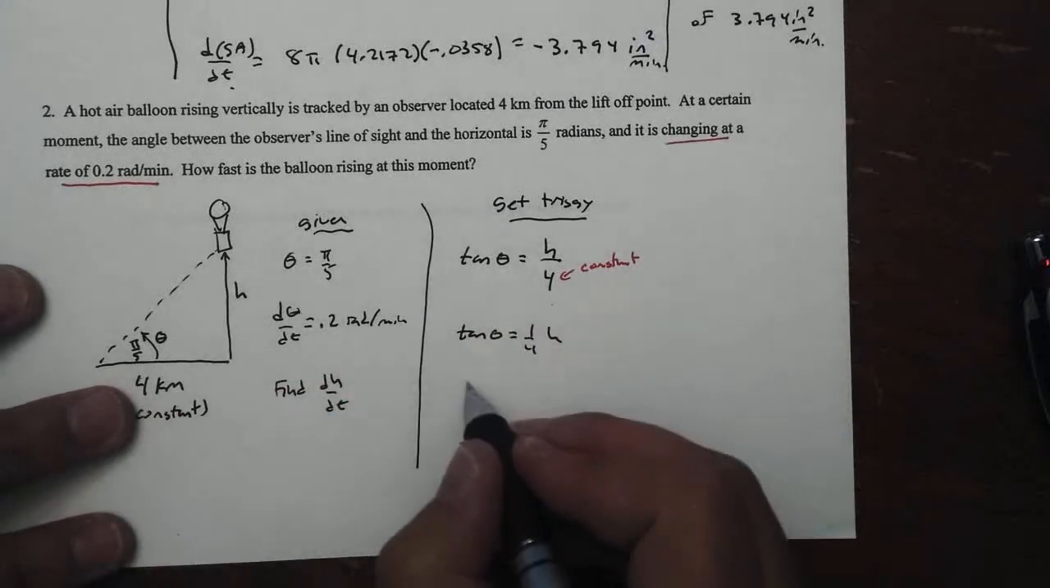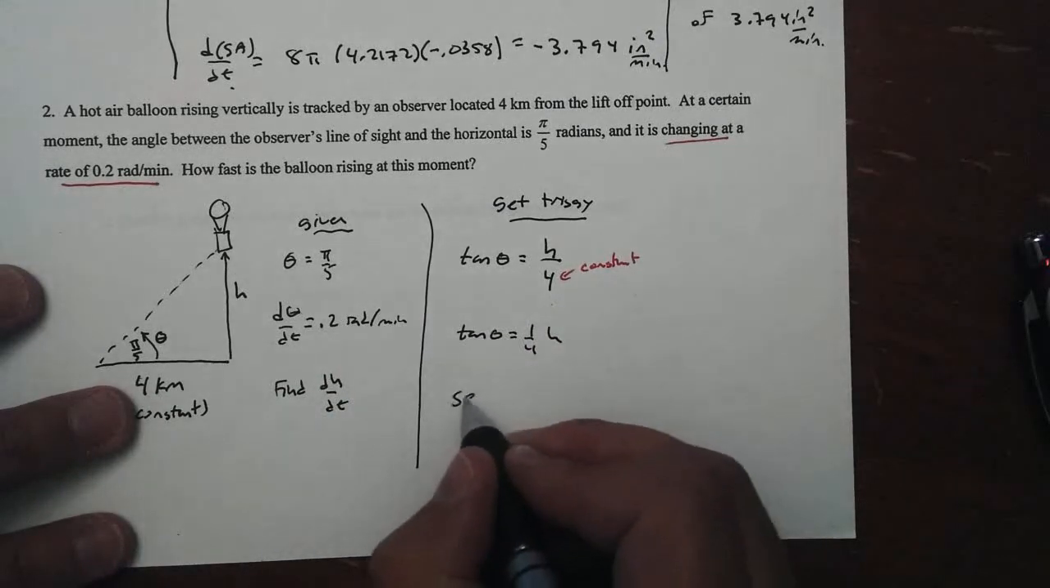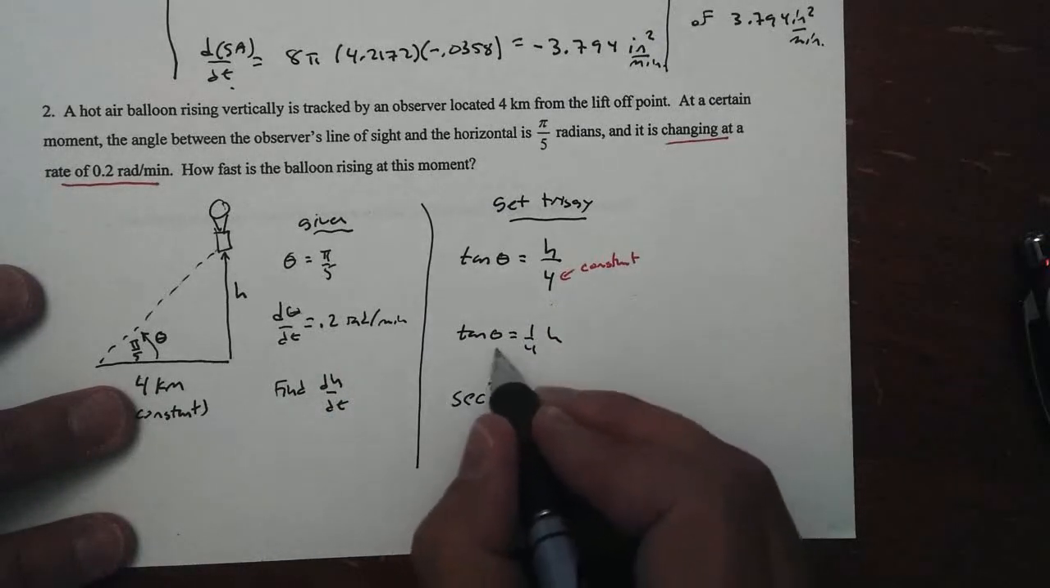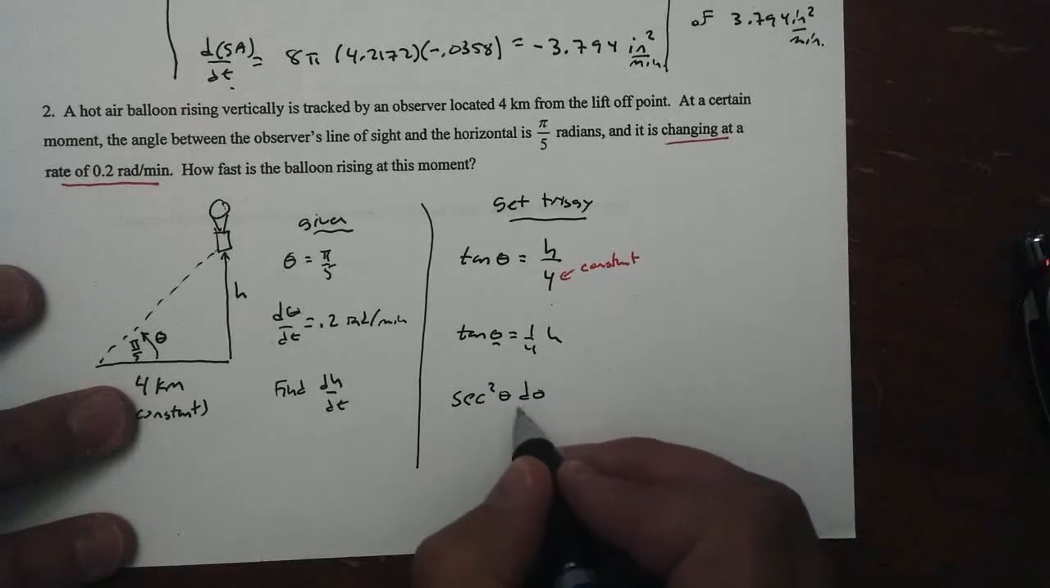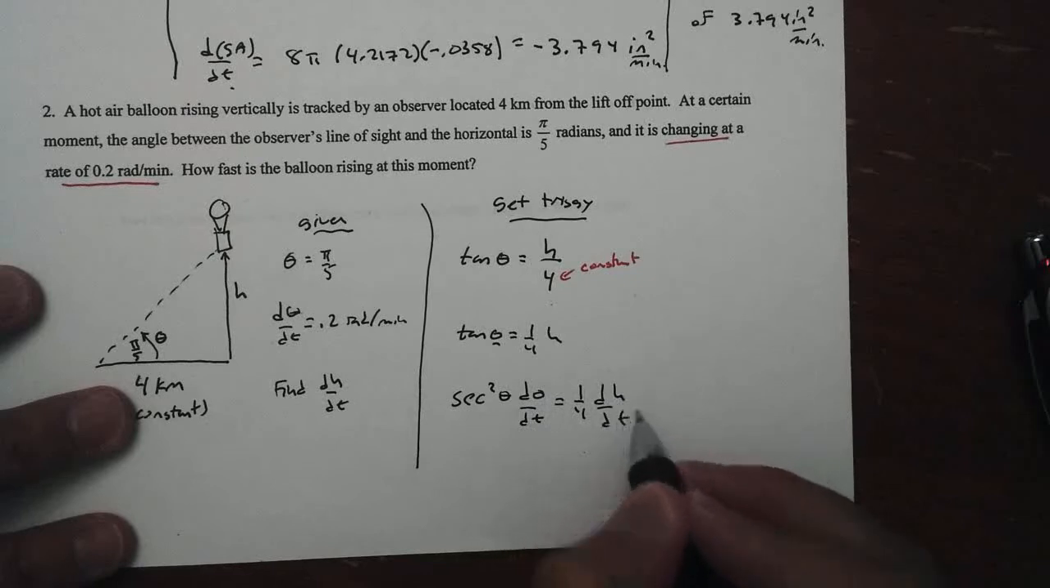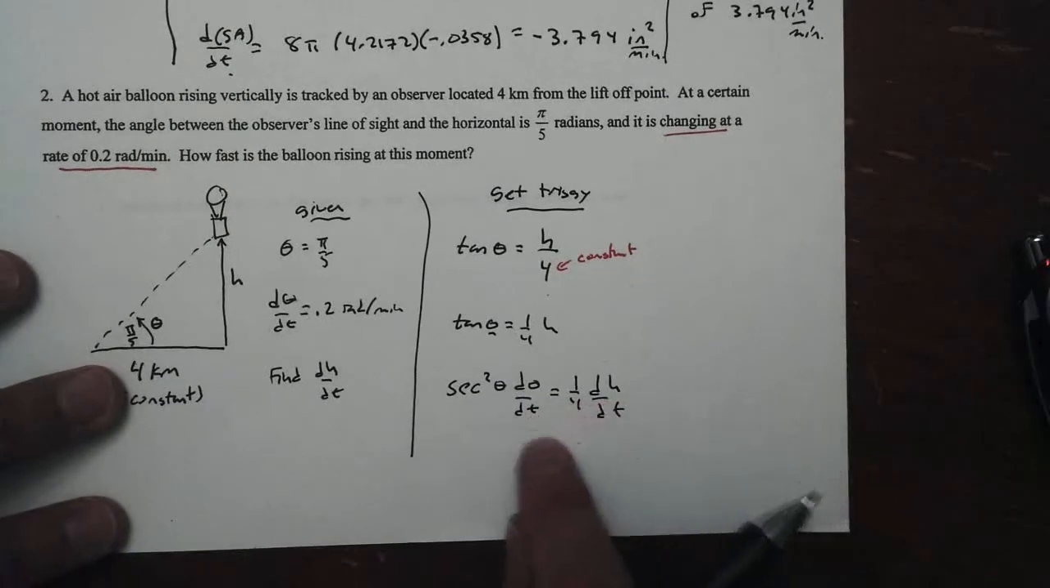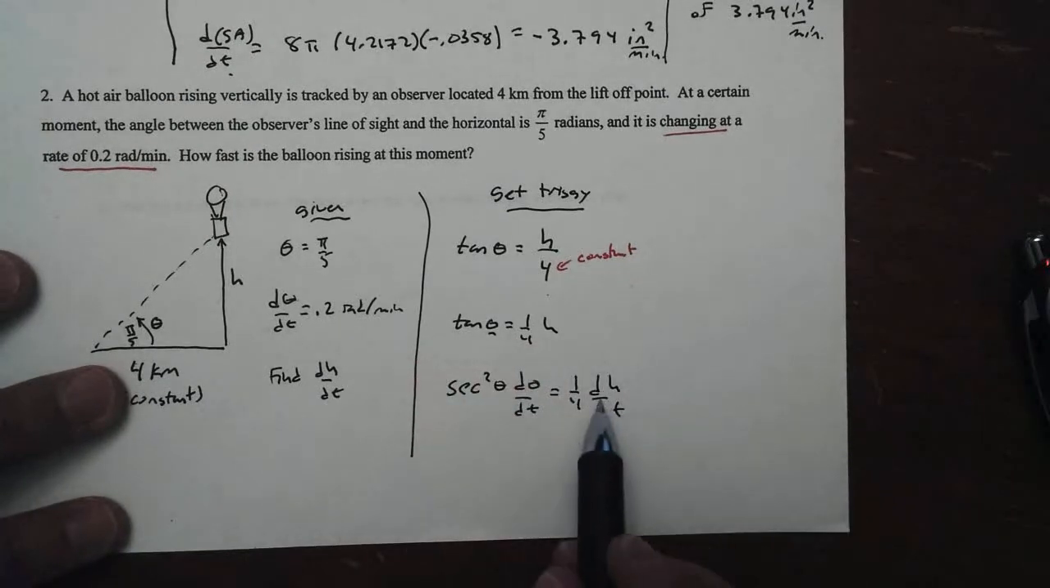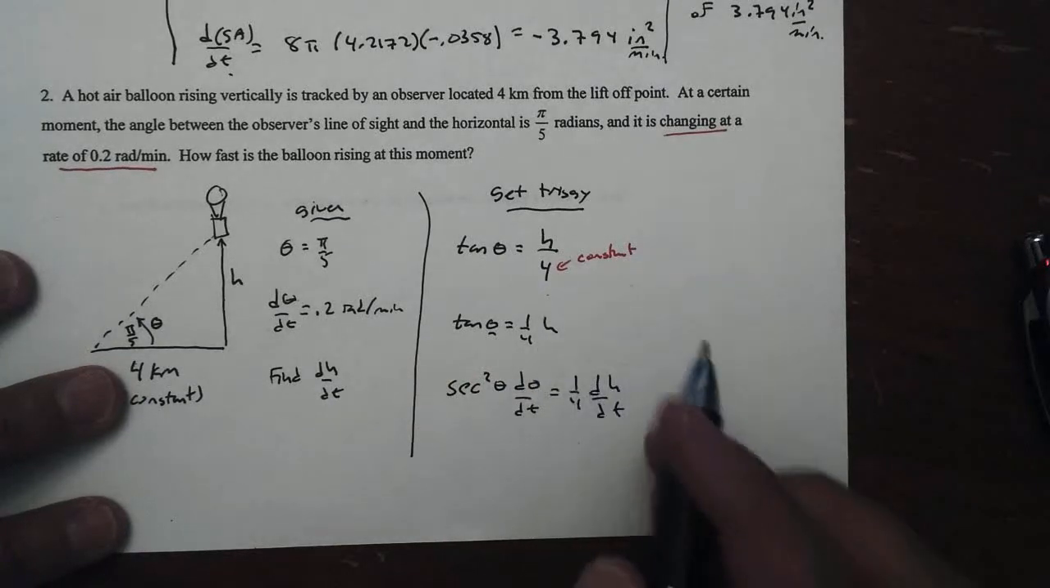Ready? And here we go. Let's take the derivative. We would get secant squared theta. Don't forget the chain rule. d theta dt equals 1/4 dh dt. What's really kind of neat about this one is if you notice in the equation here, does the height of the balloon really matter? No, to find the speed, the height doesn't matter because it goes away.